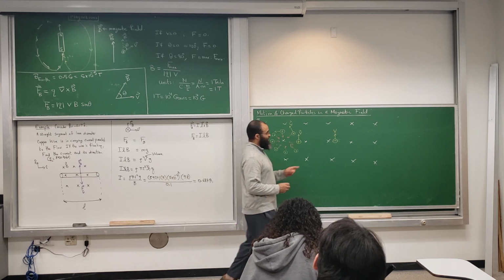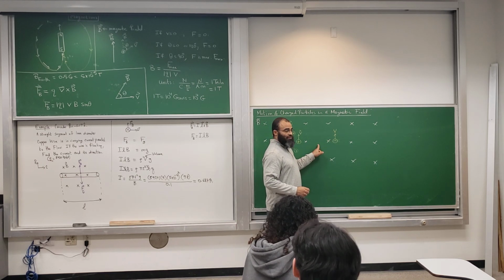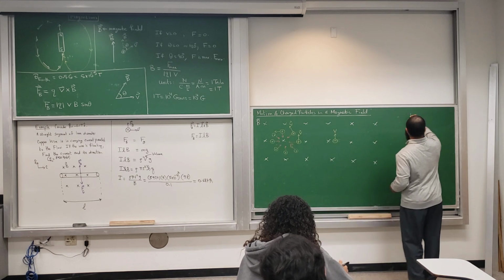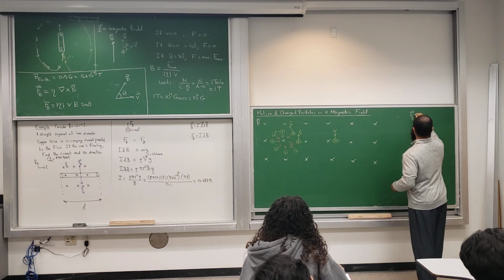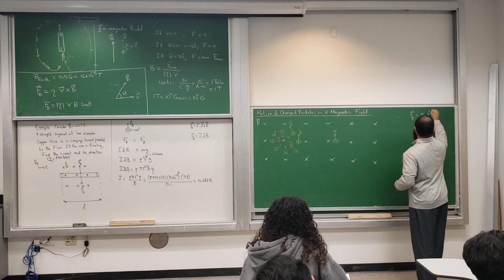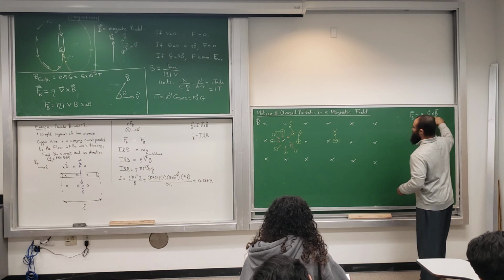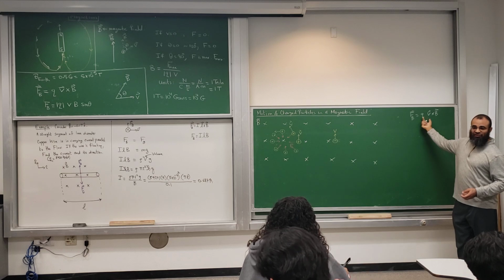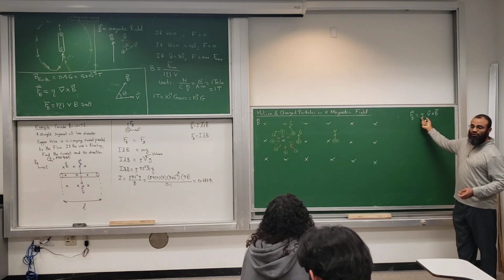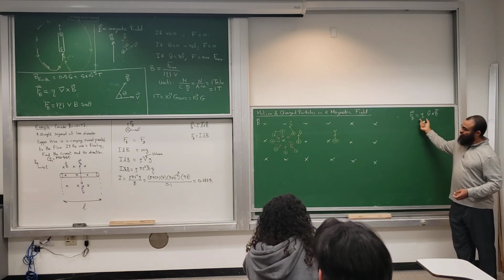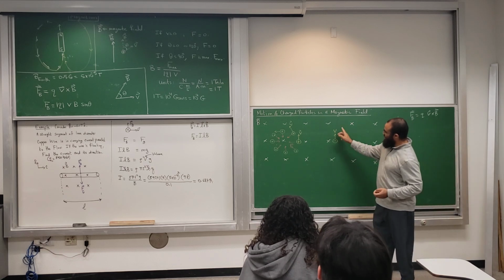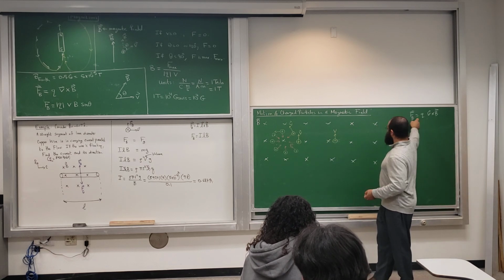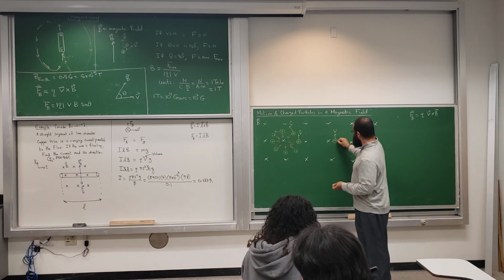So V cross B would be to the left, but the charge is negative. Because remember, the magnetic force is Q V cross B. If Q is positive, it doesn't change the direction. But if it's negative, it would flip the direction. So yes, V cross B is to the left, but there is a Q in front also, so the force would be this way.